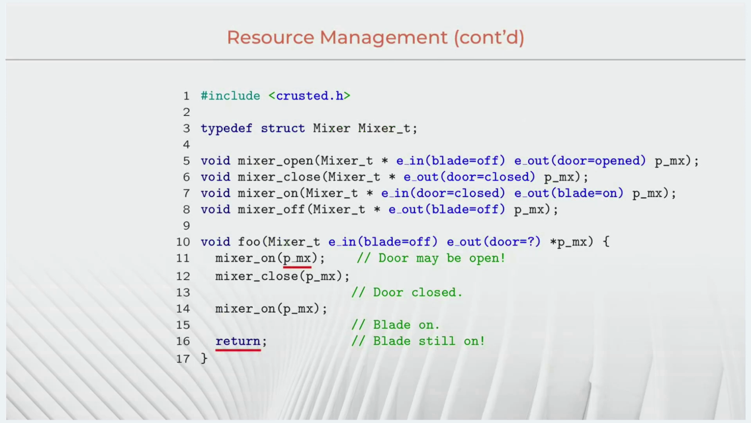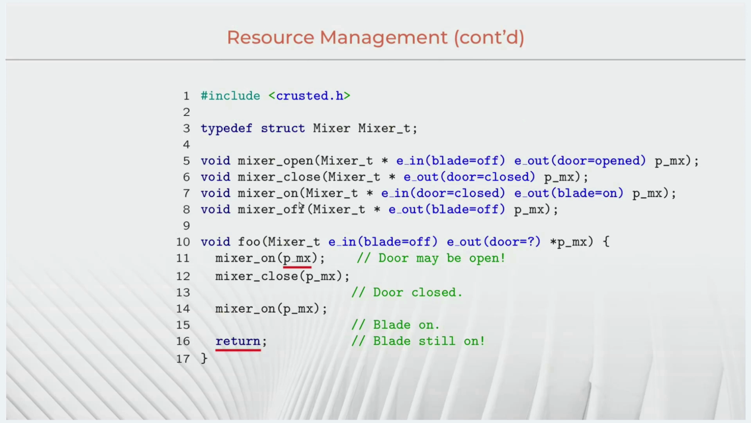So let me try to illustrate this with a mixer example. A mixer is somehow safety critical because if the door is open and the blades are running, then people may get hurt. We use Serrated to annotate the mixer open function that will open the door of a mixer, and as a requirement, the in annotation, the requirement is that you can only call this function if you are passing a mixer where the blades are off. On output, on function return of mixer open, the door will be opened. When you call mixer close and it returns, then the door will be closed.